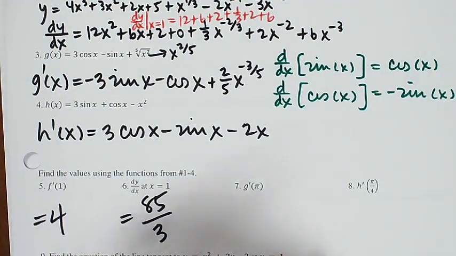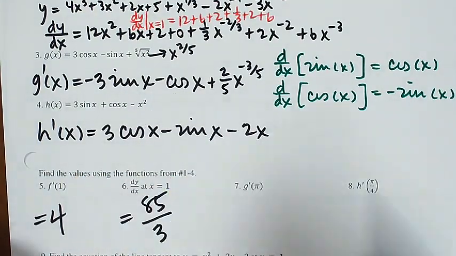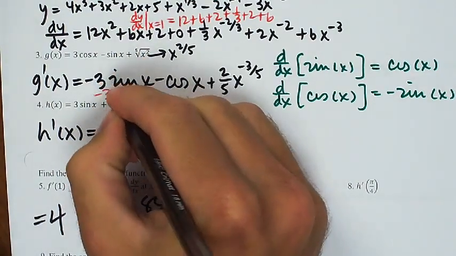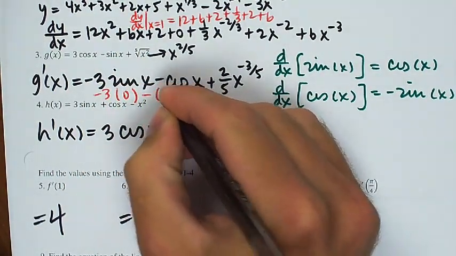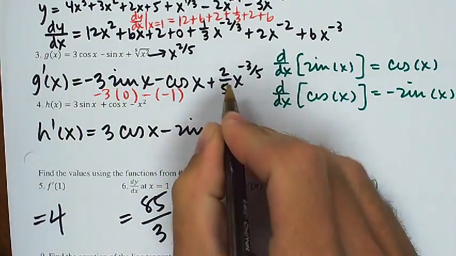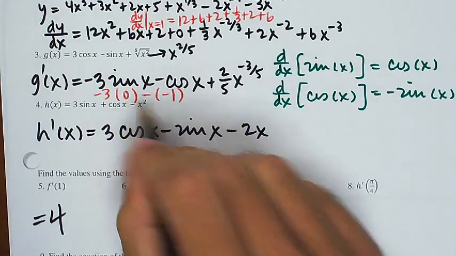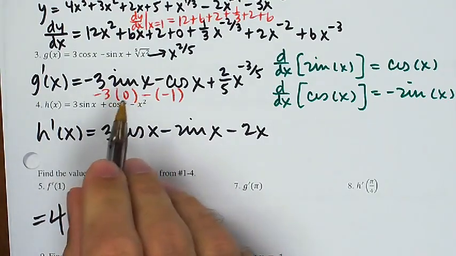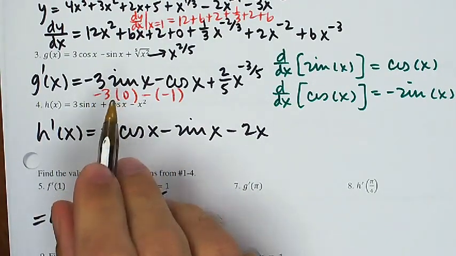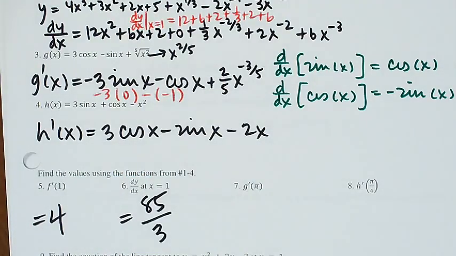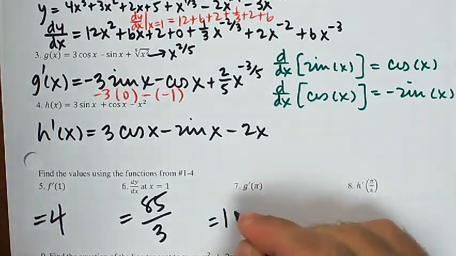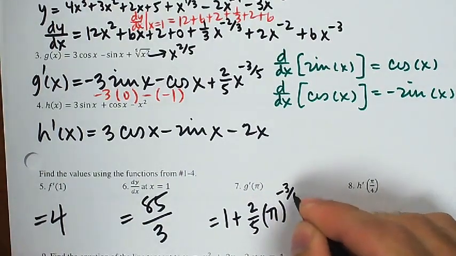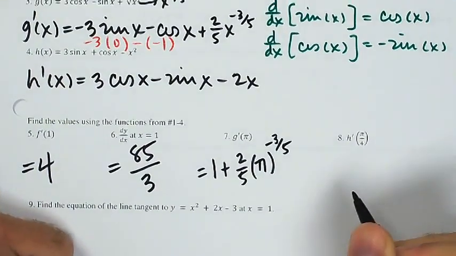All right. G prime of pi, okay, when I plug in pi up here, I'm going to get, let's see, -3 times the sine of pi minus the cosine of pi plus 2/5 of pi to the -3/5. All right, well, I'm just not going to be able to do anything with that. Okay, this is -3 times 0, so that's 1 plus, so 1 plus 2/5 of pi to the -3/5. Okay, that's an exact answer. That's as far as we're going to be able to go.